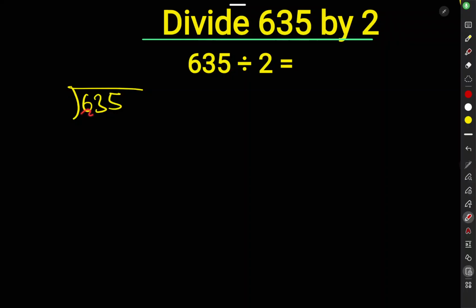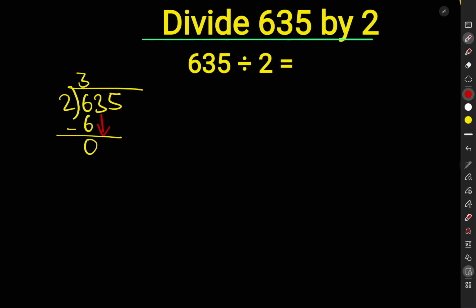We divide 635 by 2 in long division method. So 2 times 3 is 6. On subtracting we get 0.